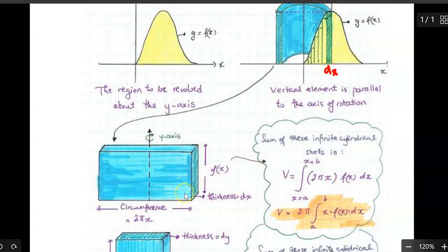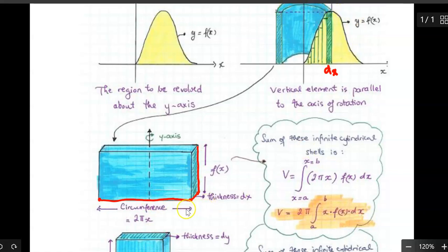How do I find the volume of this shape? I am going to take this length from here to here, and I have to multiply it by the thickness, which is dx, and by the function f(x). From here to here is my function f(x). Here is the thickness of my shell, and this is the length, which is equal to the circumference. If we revolve this about the y-axis, we form a circle. So the length from this point to this point will be the circumference of this circle.